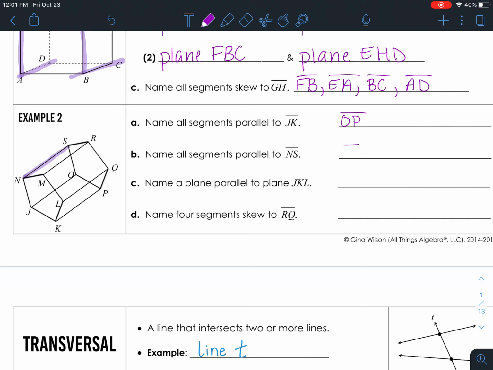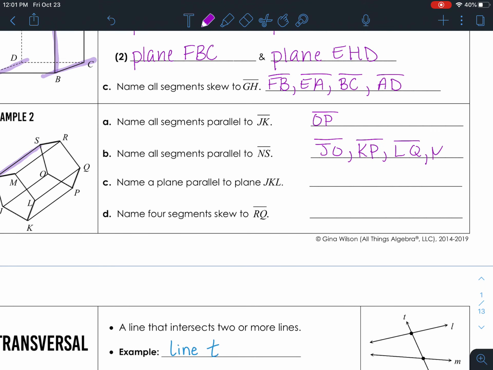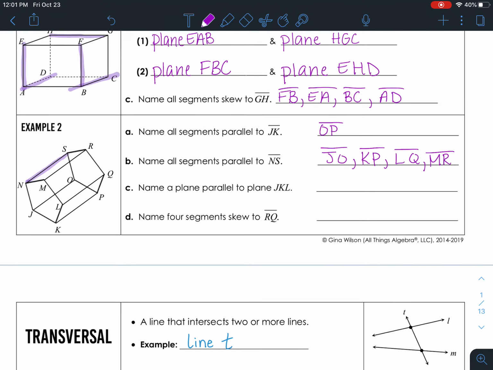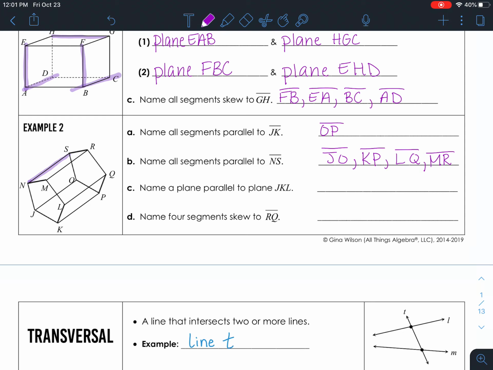So we're going to have JO, going counterclockwise here, we're going to have KP. We're going to have LQ. And lastly, MR. All right. They want us to name a plane parallel to JKL. JKL is this front pentagon. The plane parallel to that is going to be the back pentagon. And we're going to call that plane, and then pick any 3 letters on that plane. I'm going to go with QPO.